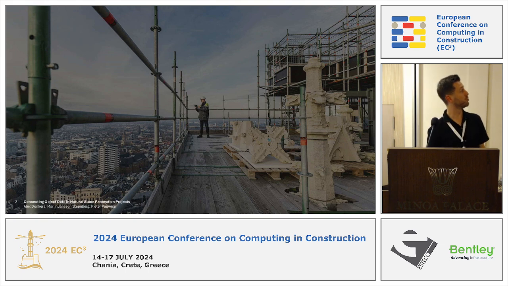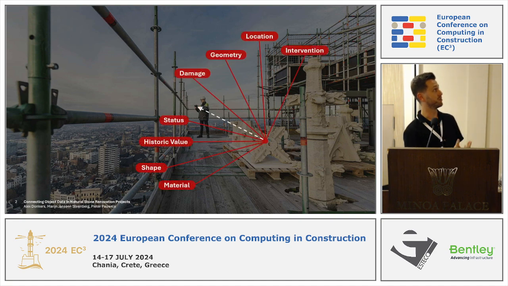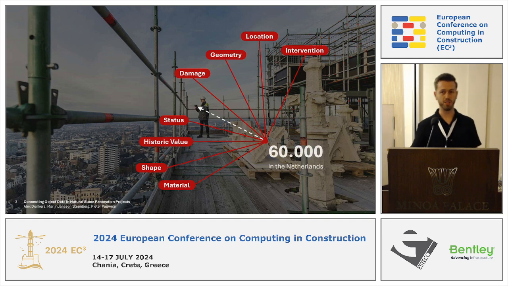However, it's super relevant that we digitize here because this guy on the platform needs a lot of information to make decisions on what should happen with this stone block there, such as its location, the historic value of the thing, the status of the block, the shape, the material, whether it has damages, etc. And to give some sense of size, we have 60,000 national heritage buildings in only the Netherlands, and these buildings have thousands of these blocks, and for each block we need all this information.